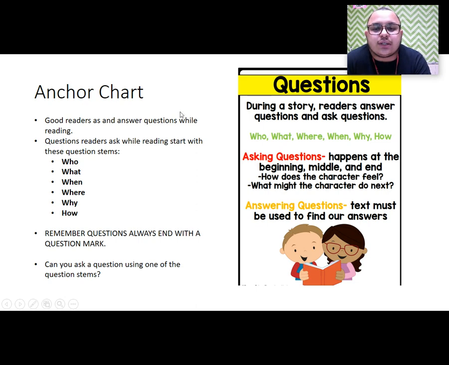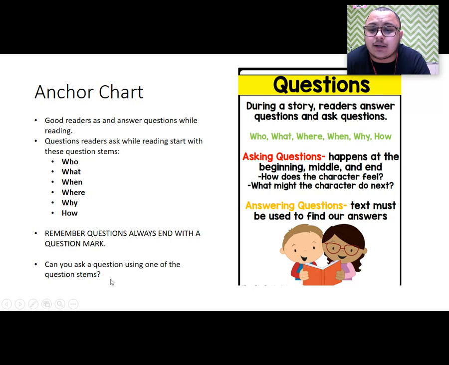So we're going to start with our anchor chart. And our anchor chart says, during a story, readers ask and answer questions. We ask them by using these question stems: who, what, where, when, why, and how. It says asking questions happens at the beginning, middle, and end. How does the character feel? What might the character do next? And for answering questions, the text must be used to find our answers. So the questions that we're asking need to be about what we're reading, and our answers should be able to be found in the text that we're reading.